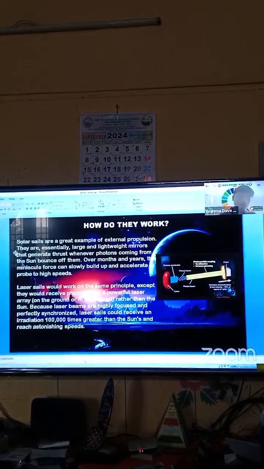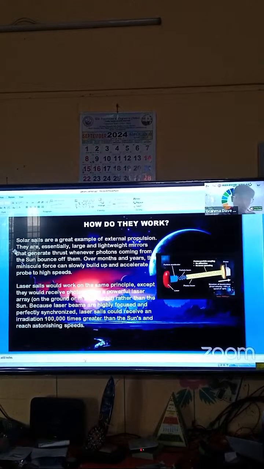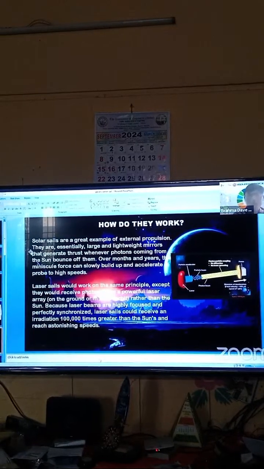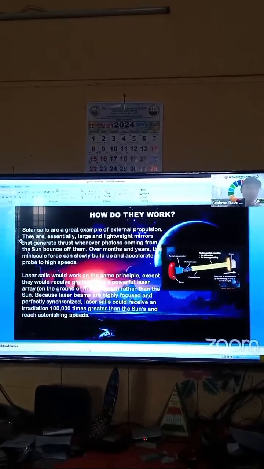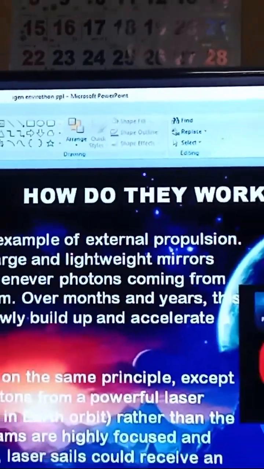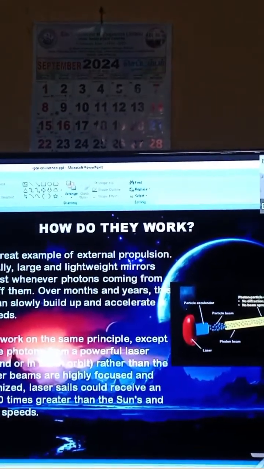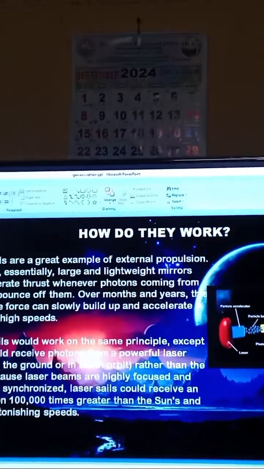So yes, solar cells are a great source of external propulsion, but what advantage do I actually get in laser panels? Laser panels would work on the same principle, except they would receive photons from a powerful laser array. Instead of receiving the sun's radiation, the laser panels receive radiation from a laser. Is that understood? The main advantage is that because laser beams are highly focused and perfectly synchronized, laser sails could receive an irradiation 100,000 times greater than the sun's and reach astonishing speeds.